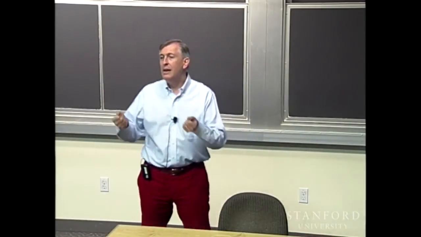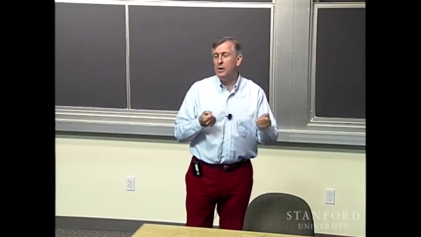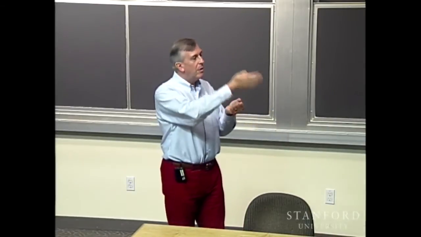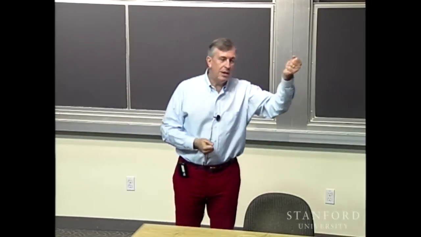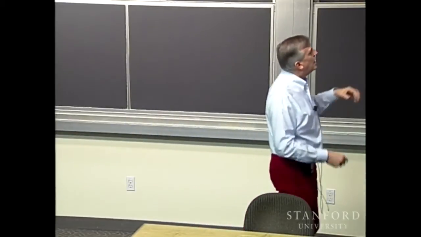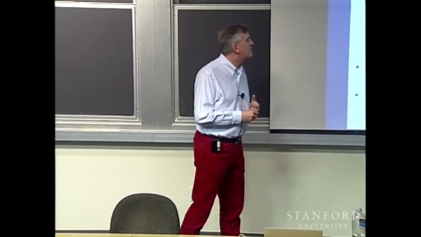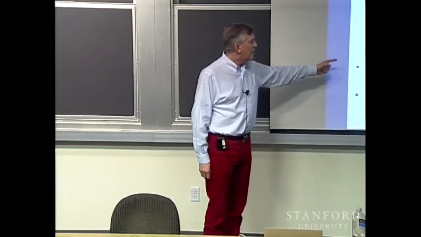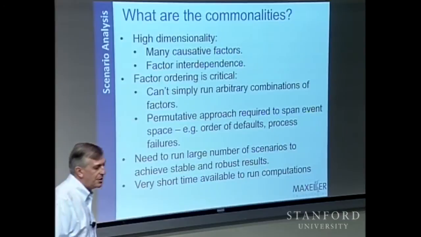The critical thing here is to think about the permutations, because ordering and combinations is actually critical when you're looking at risk. Whether or not a blowout preventer fails at this particular point, whether an explosion happens here, whether interest rates change here, which causes exchange rates to change there, the risk view is actually quite different, and you can't simply run arbitrary combinations of factors. So a permutative approach is required to span the event space. And then obviously we need to run a lot more scenarios to achieve stable and robust results. And typically in the risk environment, there is almost always a very short time available to run those computations.